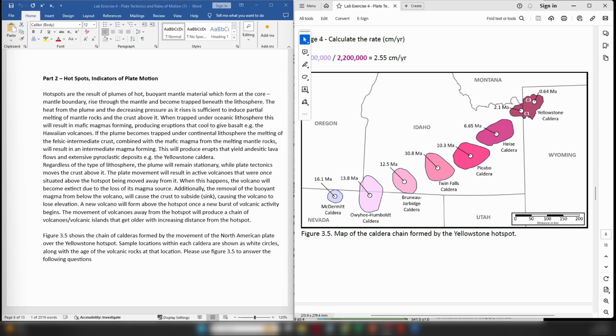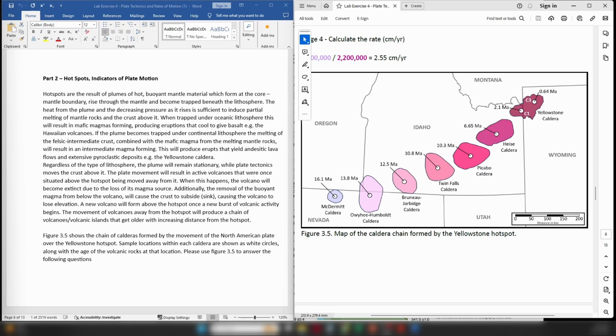So if you've watched the plate tectonics lecture, hopefully you remember that hotspots represent bodies of superheated mantle rocks which rise from the core mantle boundary up through the mantle. And that's primarily due to them being so hot, and obviously that gives them buoyancy. So these bodies of mantle rock are rising up through the mantle and eventually they get stuck beneath the lithosphere.